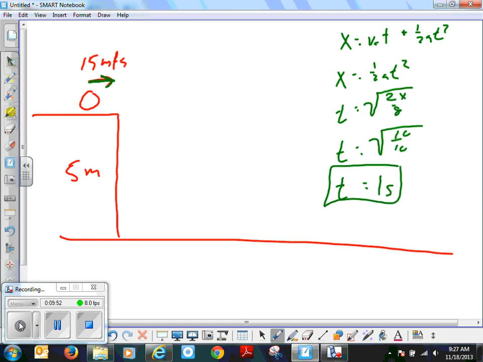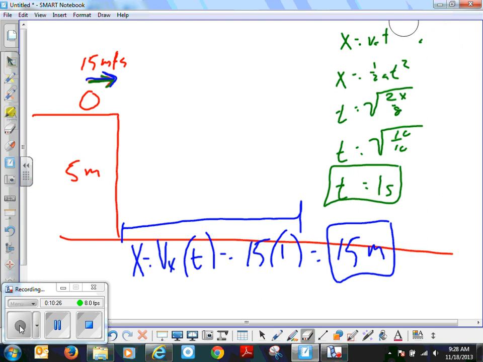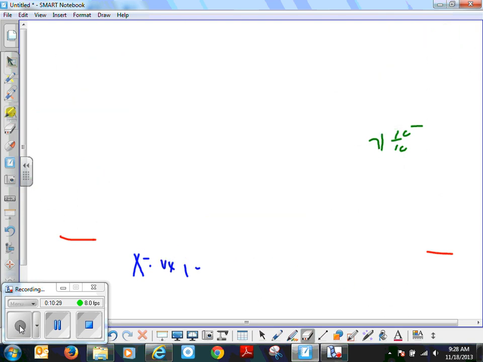Can you do that for the test? And then after you tell me that, can you tell me where it's going to land? Well, x equals the velocity in the x direction, which does not change, right? Times time. So in this case, it's 15 times 1, 15 meters. Can you do that for the test? Okay, so that's one of the 3 free response questions.